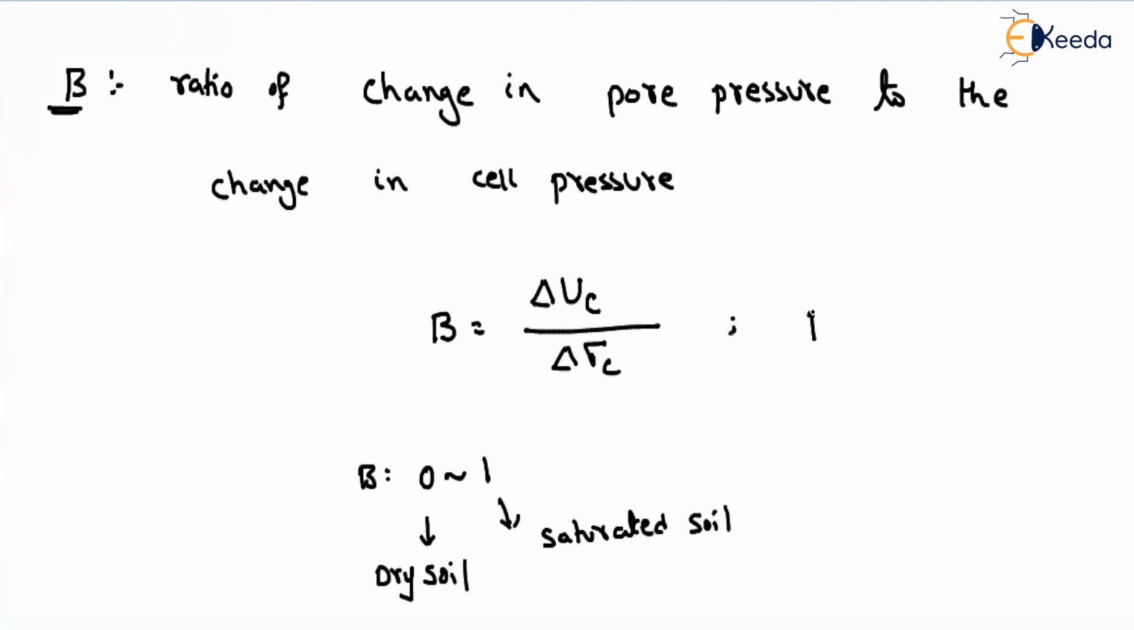Other than that, the B value can be obtained using the relation B equals 1 divided by 1 plus n times Cv divided by Cc. Here small n represents the porosity, Cv is the coefficient of consolidation, and Cc is the coefficient of curvature. This is for the parameter B. Now, let us understand the parameter A.